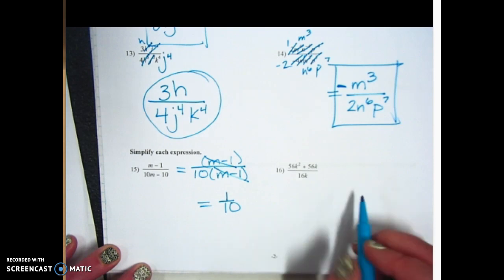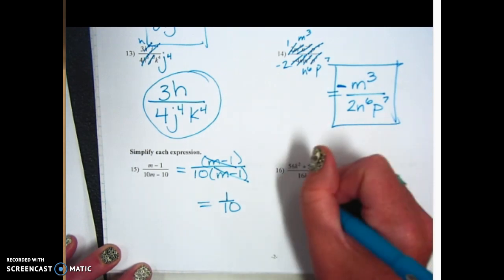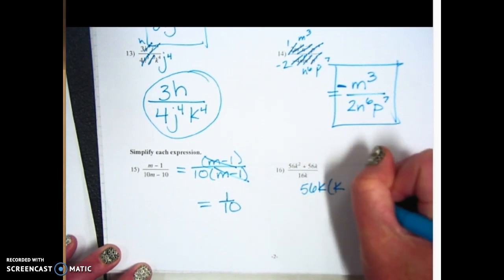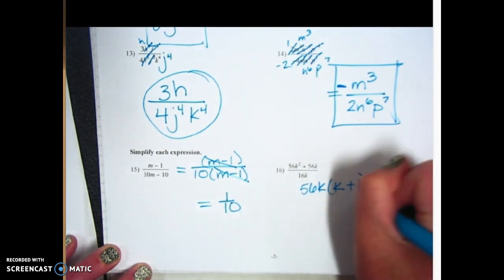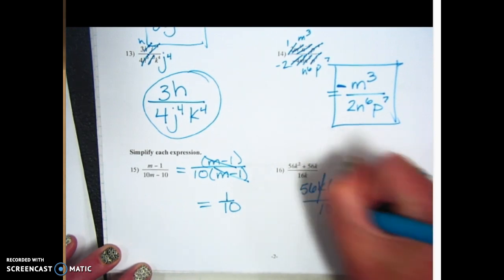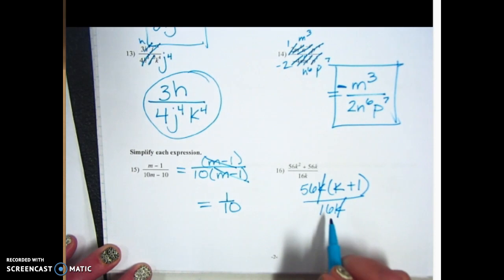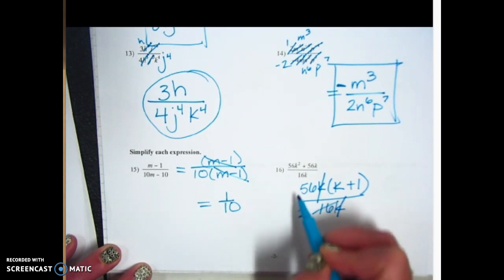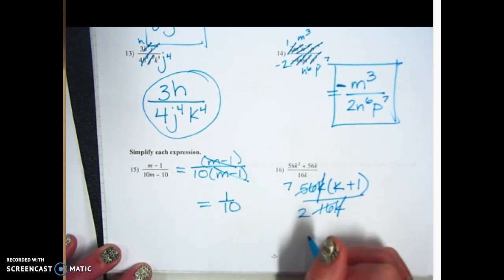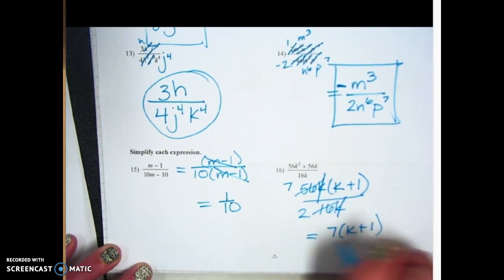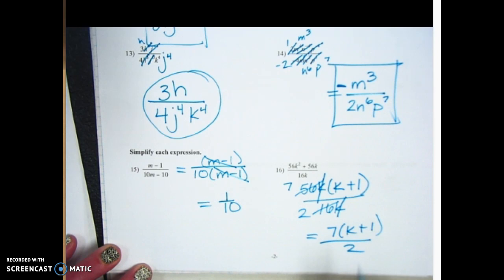All right. Let's see if we can factor out a GCF here. Yes, 56k. So that leaves us with k plus 1. And the denominator, we've got 16k. K's obviously cancel. Does 16 go into 56? Yes. Well, 8 goes into 16 twice, and 8 goes into 56 7 times. So this is 7 times k plus 1 over 2. If you want to distribute that, you can.